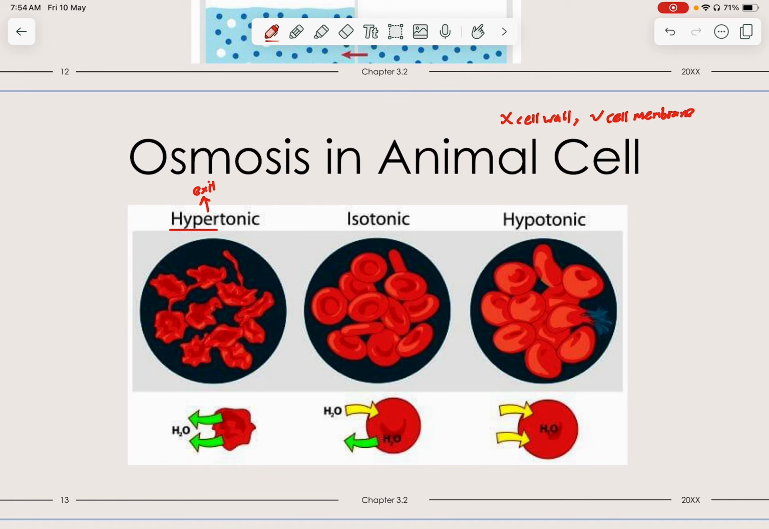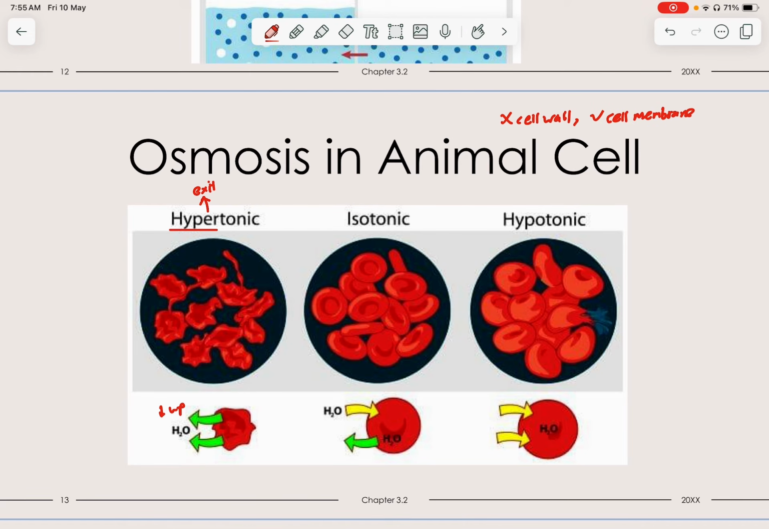So what happens is that hypertonic means too much water and then it exceeds, it moves out. So exceed means that water leaves the cell. If there is no water in the cell, it becomes shrunk. The cell will shrink immediately. This could be for a few reasons. Inside there's a higher water potential and outside there's a lower water potential.